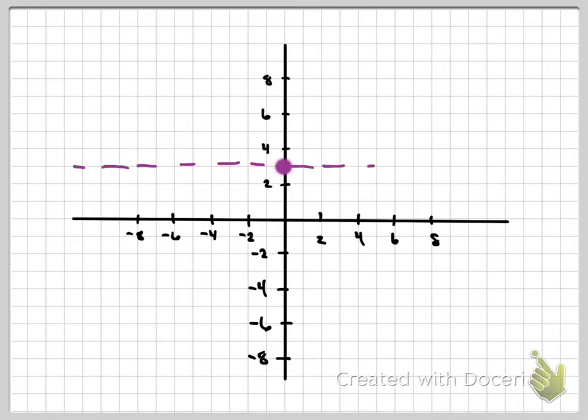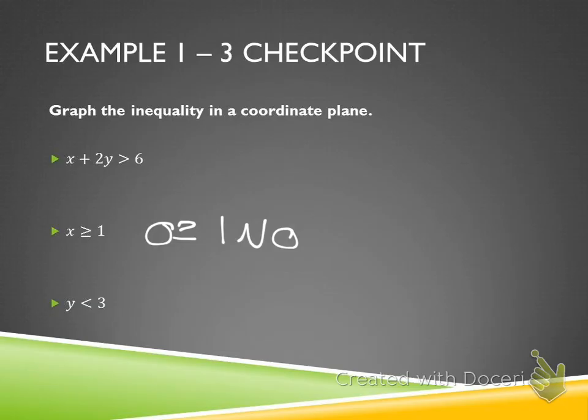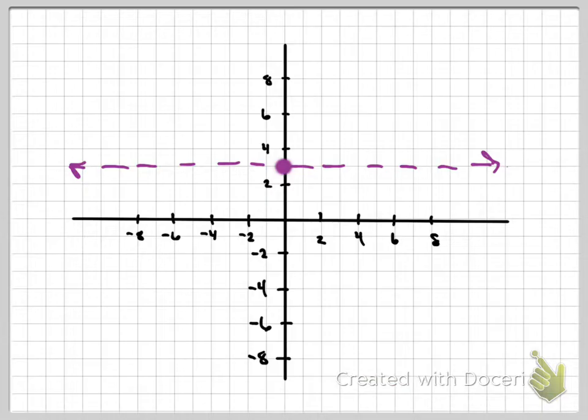This is not easy to do on the iPad. Anyway, you get the point. All right, arrows on both ends. And then we do our test point. Is it true that 0 is less than 3? Yes, it is true.